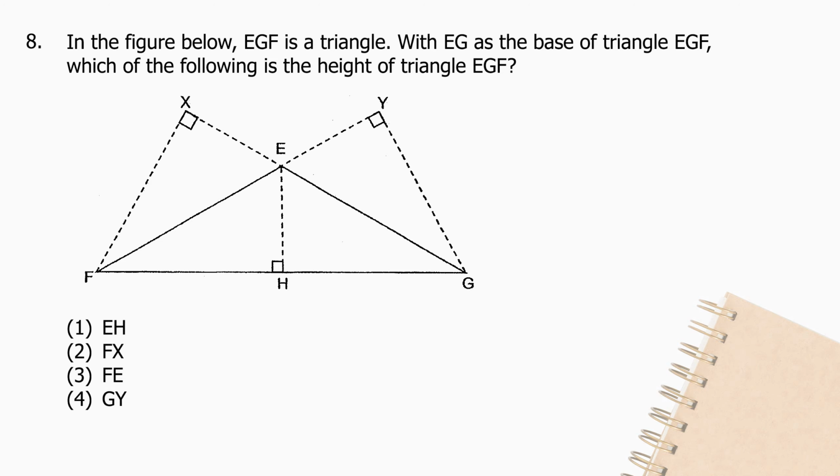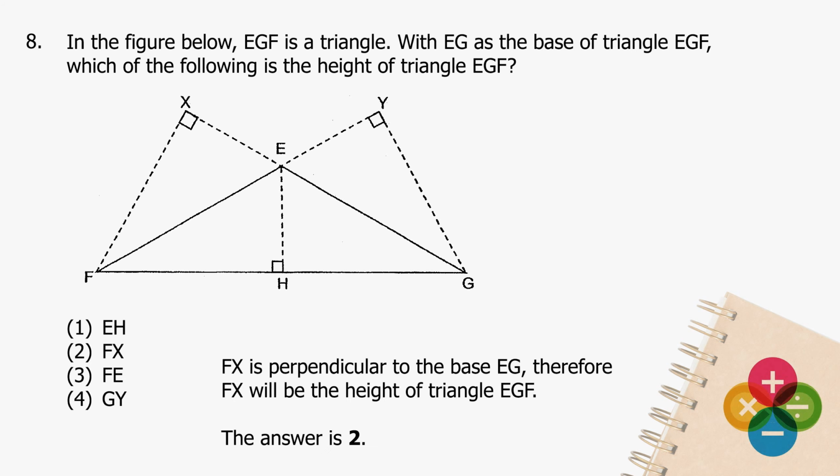Question 8. In the figure below, EGF is a triangle. With EG as the base of triangle EGF, which of the following is the height of triangle EGF? FX is perpendicular to the base EG. Therefore FX will be the height of triangle EGF. The answer is 2.